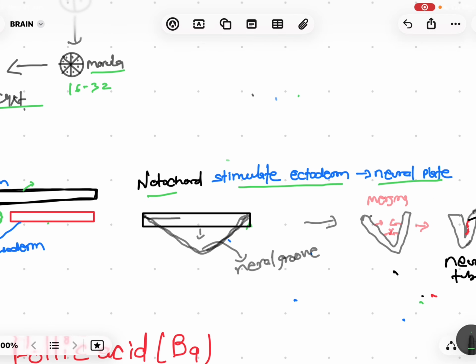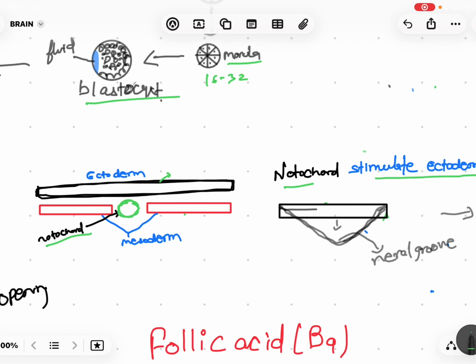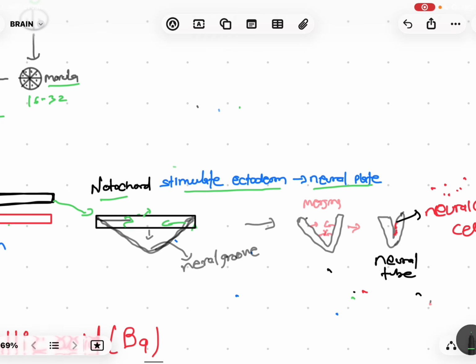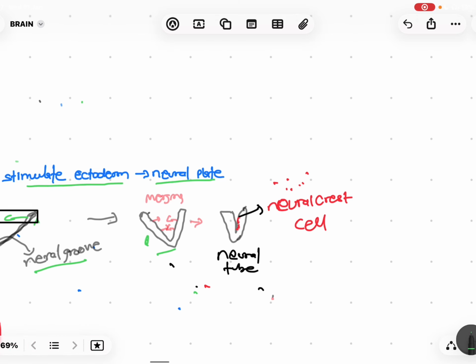With the help of the notochord, this is the normal neural layer. As we can see, it is ectoderm. It starts tilting down, and both sides try to come together. It forms the neural groove. This neural groove tries to merge with itself. When it comes close enough, it forms the neural tube. The structure is called the neural tube.